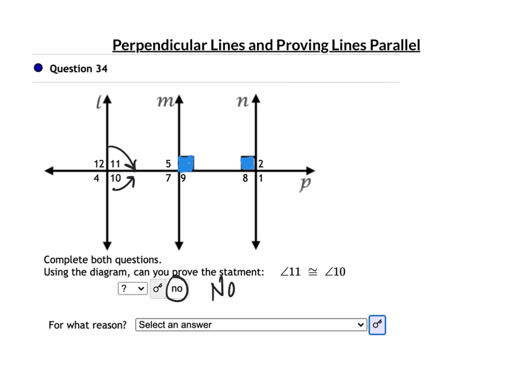You don't know they're perpendicular or anything there, even though they look it. You don't know the lines are parallel. Well, actually, M and N you do, because you have two lines perpendicular to the same line. That's one of the theorems. But over here, where you are, you don't know anything about 11 and 10. That line could be at an angle. It might be perspective. So for what reason? They're not congruent. You have to fill out both answers. So the angles are not congruent.